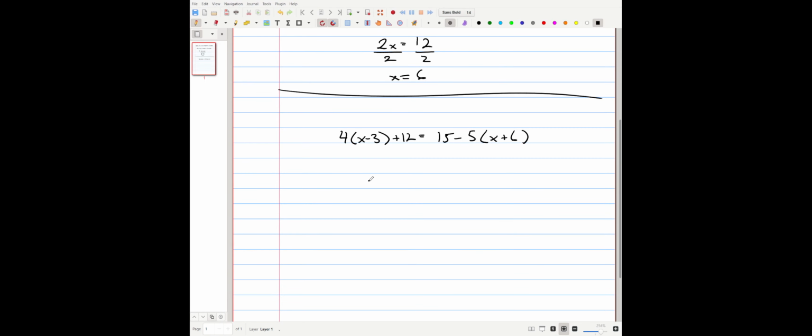So we're going to simplify first, right? And so we can do that by distributing the 4 here and distributing the 5 here. In this case, this is a negative 5, right, because of this sign right here. And so what does that look like? 4 times x, that's 4x. 4 times negative 3, that's negative 12. Negative 5 times x is negative 5x. Negative 5 times 6 is negative 30.